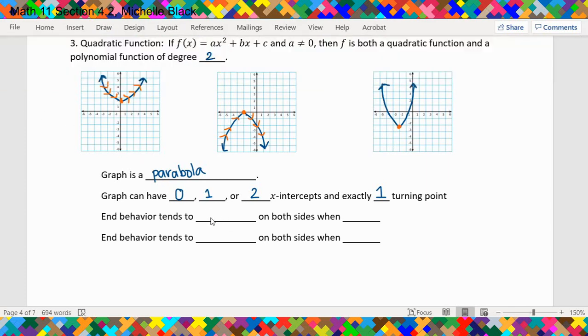The end behavior tends to positive infinity on both sides, like in graph 1 and graph 3, when a is positive. Remember, if our leading coefficient is positive, our graph opens upward. And the end behavior tends towards negative infinity, like in our second graph, on both sides when we open downward, or when a is less than 0.